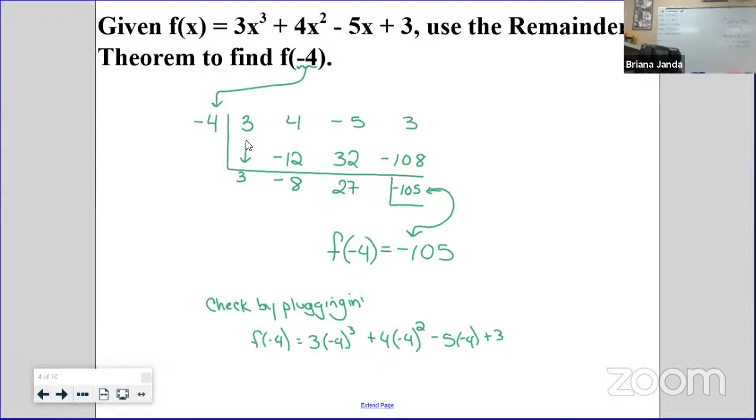Okay, so again, please understand that when they ask you specifically to use the remainder theorem to find this, they are asking you to do your synthetic division and identify your answer as your remainder and your remainder only. So -105 is the answer. Okay.